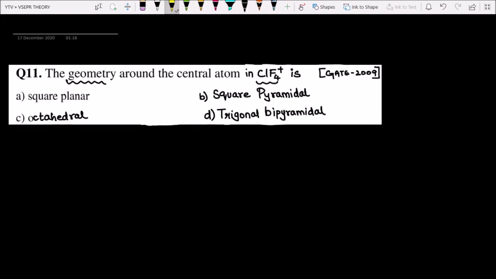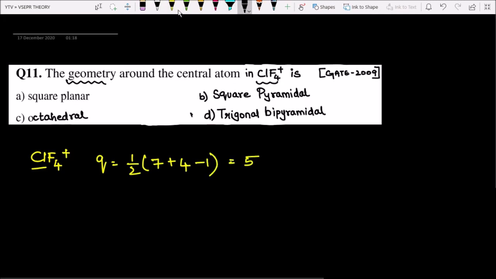ClF4 plus. If we have to find out the geometry of ClF4 plus, just find the quotient value, that's sufficient. Half into number of valence electrons of central atom 7 plus monovalent atoms 4 minus 1. So it's going to be 5, right? If the quotient is 5, it's going to be trigonal bipyramidal in geometry. Okay, let's move to the next one. This cannot be square pyramidal.